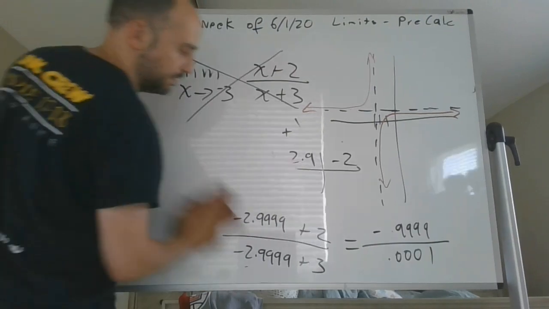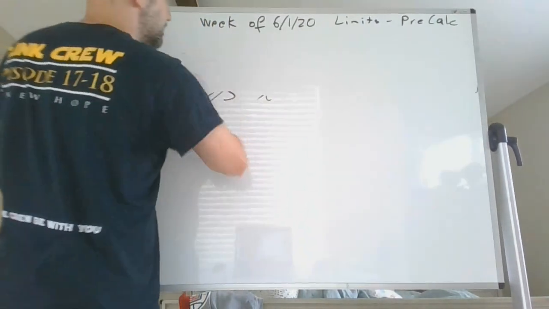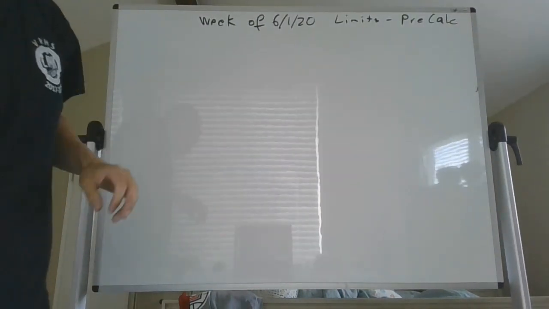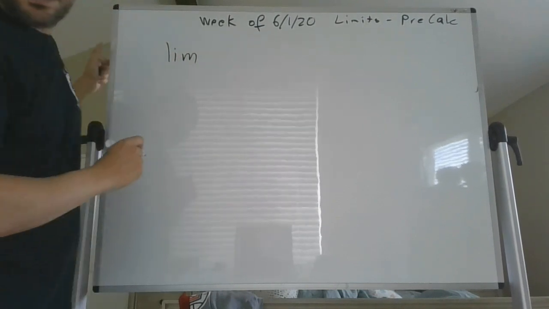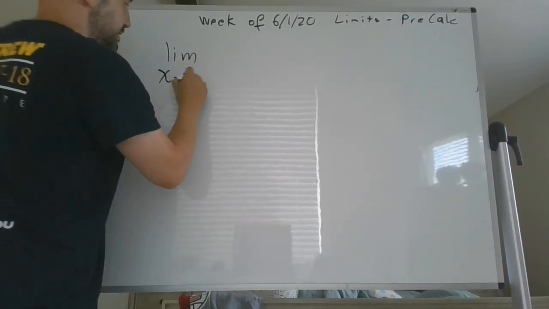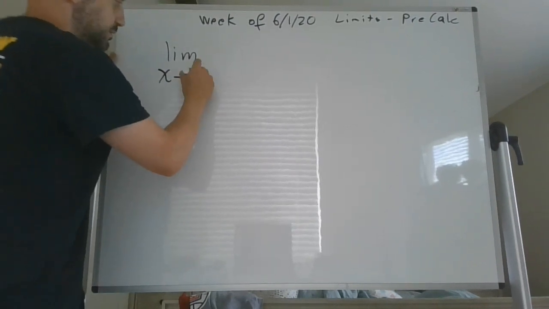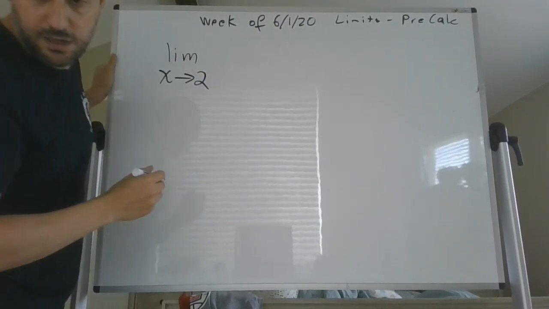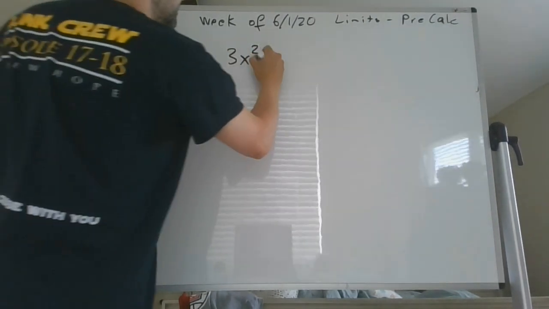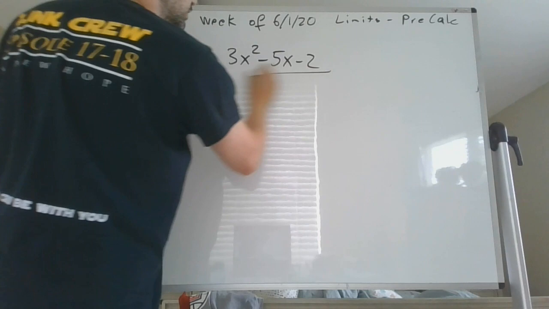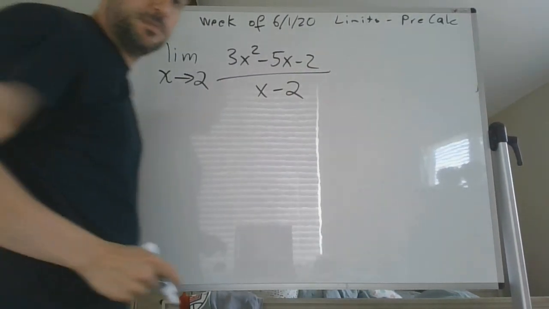Okay, and let's test out, see if we can figure it out. Now these ones are going to be a little more confusing. Okay, and I'll show you why. Let's try this one. As x approaches 2, I'm going to do the limit as x approaches 2 of 3x squared minus 5x minus 2 all over x minus 2. Okay.